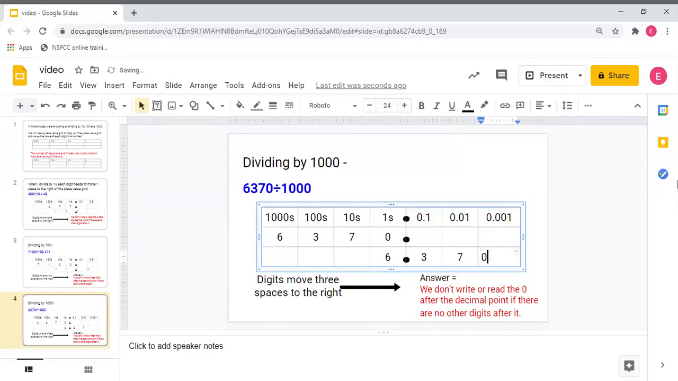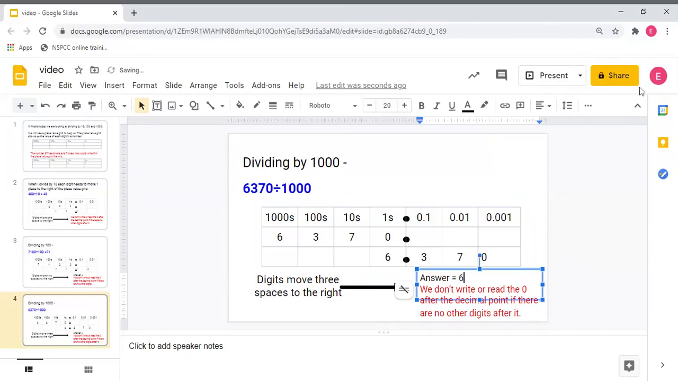Now, after the decimal point, I have got whole digits in my tenths and my hundredths, so I'm going to need to record those. This 0 I don't need to write because I haven't got any other digits in my next column. So my answer is just going to be 6.37.